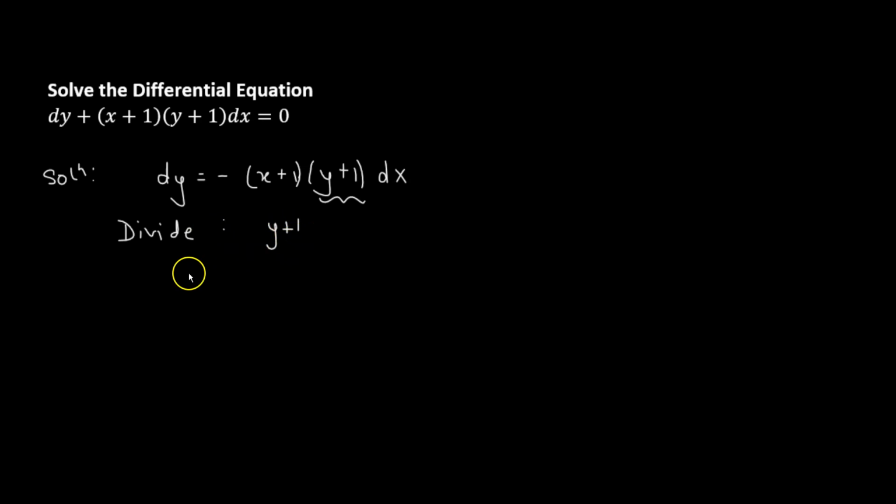Let's begin by separating the differentials. So we have dy equals negative (x plus 1) times (y plus 1) times dx. What we want to do is get rid of this y plus 1 from the right hand side, because we want the coefficient of dx to be entirely a function of x only. So we are going to divide both sides by y plus 1, and that's going to give us dy divided by (y plus 1) equals negative (x plus 1) times dx.